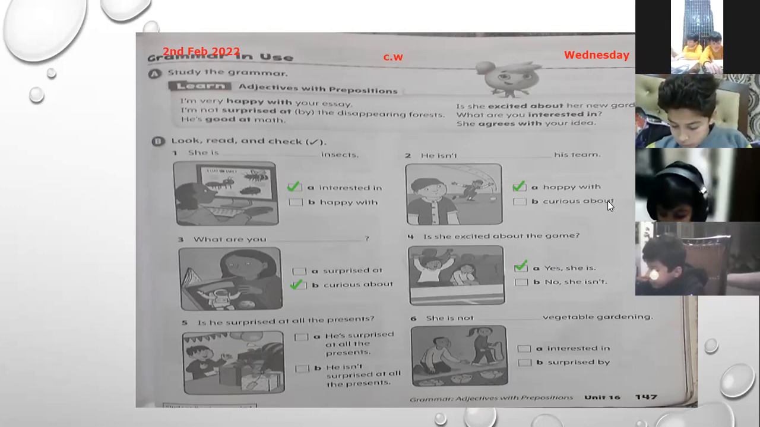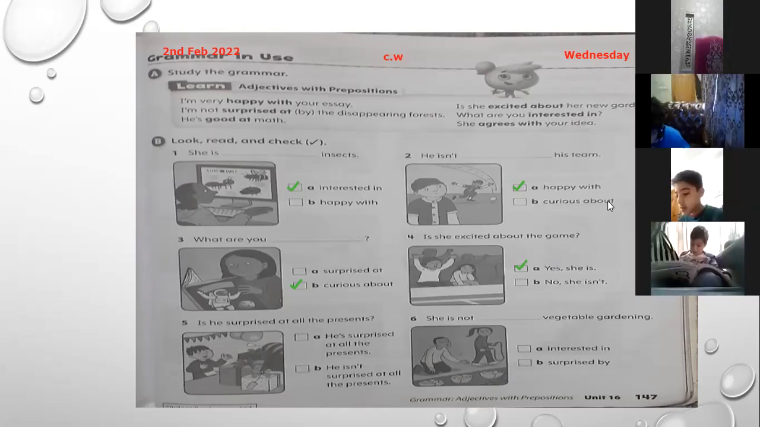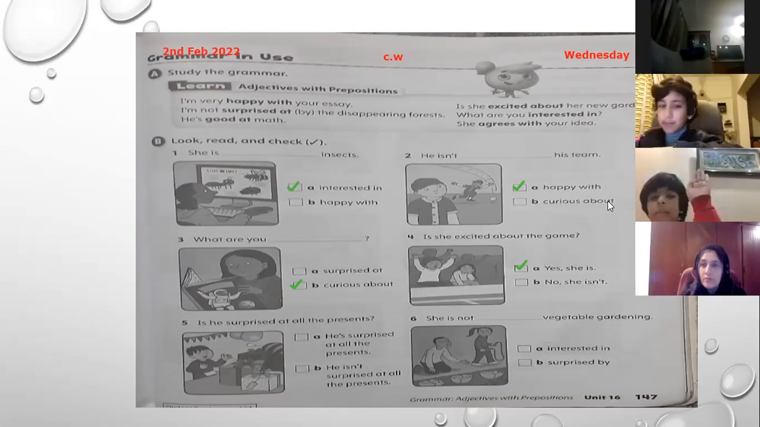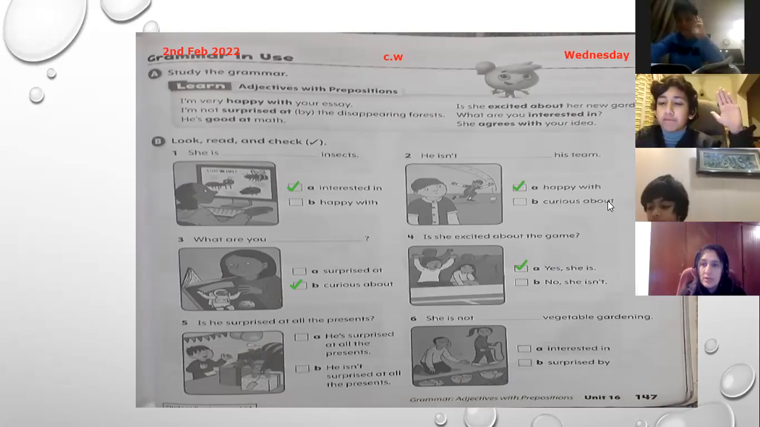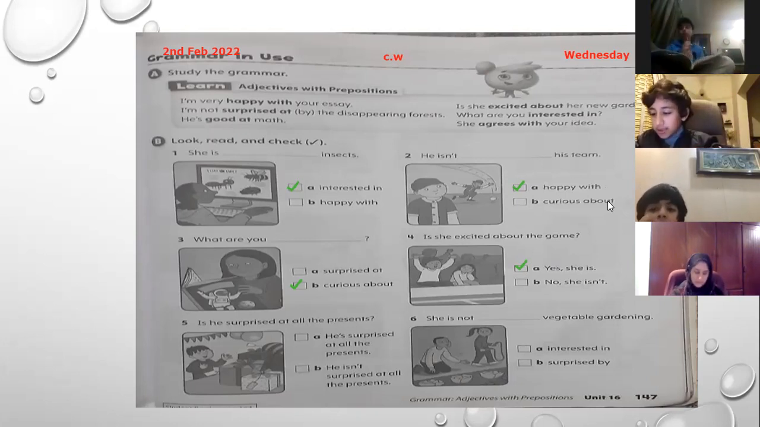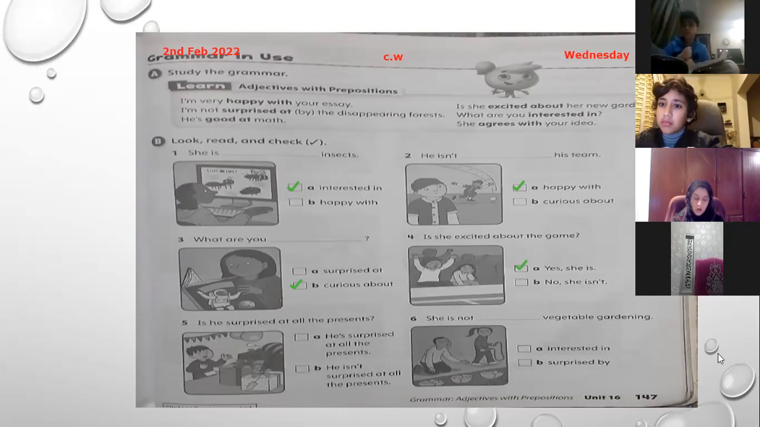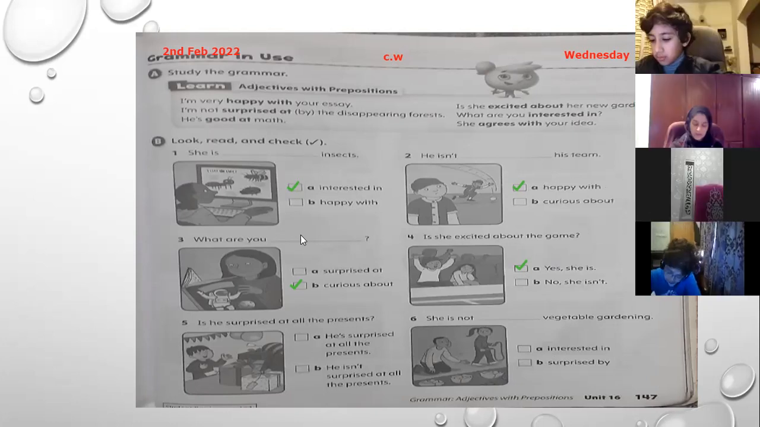Yes, who is raising hand? Yes, Musa? Ma'am, she is not excited about the game. Oh, yes, it's he. I'm sorry. Yes, you're right. I was looking at the other one, but that is a boy. But the girl is not excited. Yes, you're right.